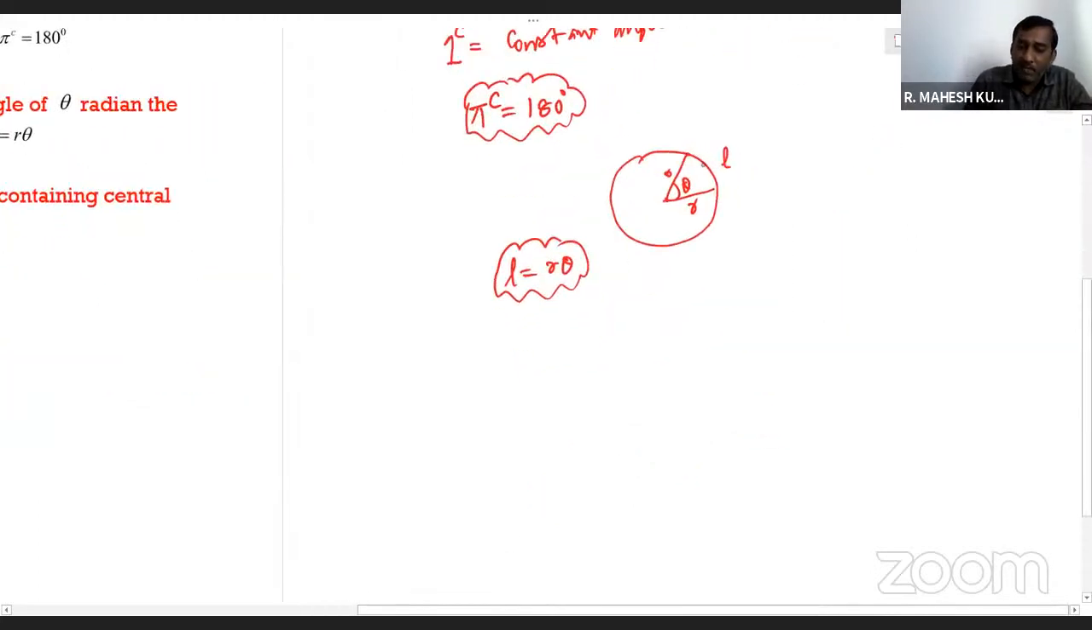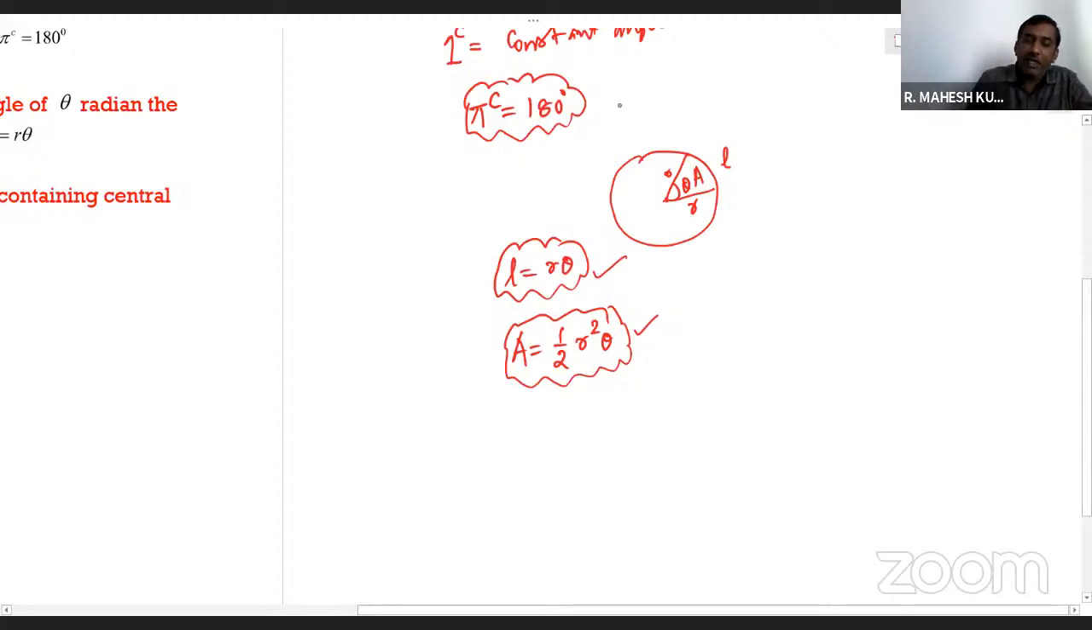Suppose A is the area of a sector of a circle of radius r units and theta is the angle subtended by it at the center of the circle. Then the area of the sector is given by the formula half r square theta. You would have done all these derivations in first PUC. So you need to remember this one. L is equal to r theta and the area of a sector of a circle is given by half r square theta.